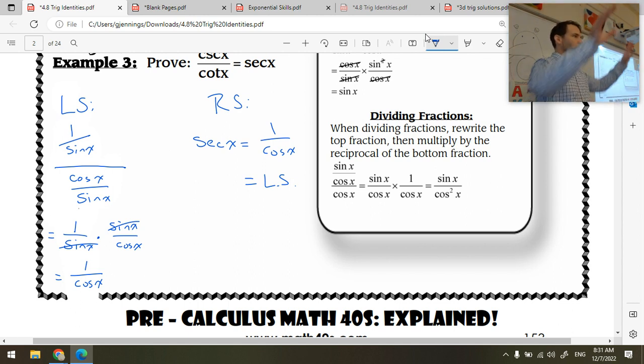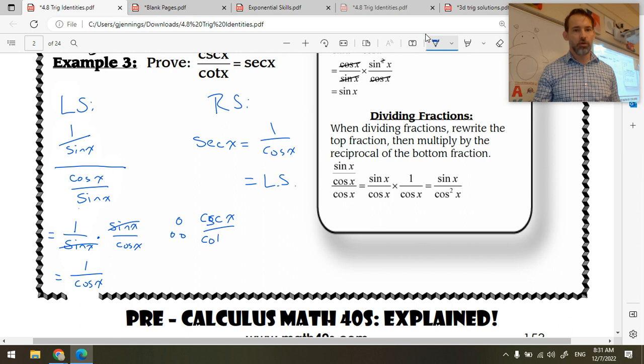So be aware that we're not working on both sides simultaneously and getting some statement like 1 equals 1 at the end. You work the left side independently of the right side, show that they are equal, massage them both as functions of sine and cosine into the same thing. Once they're the same thing, you triumphantly say, therefore, cosecant x divided by cotangent of x is just a fancy way of saying the secant of x. Cool. All right.